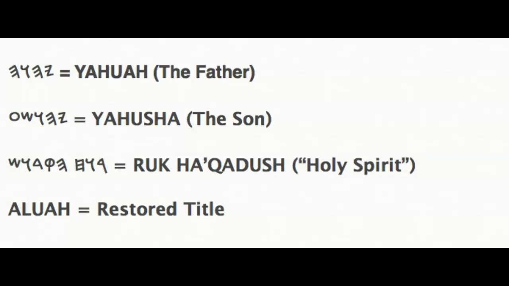And because this is a truth network, we use the restored name of Yahuwah the Father and Yahusha the Son, read from right to left in the Yahudiath Paleo-Hebrew tongue. We also use Ruach HaKadosh, commonly known as the made-apart spirit, and Alua for the restored title as well.